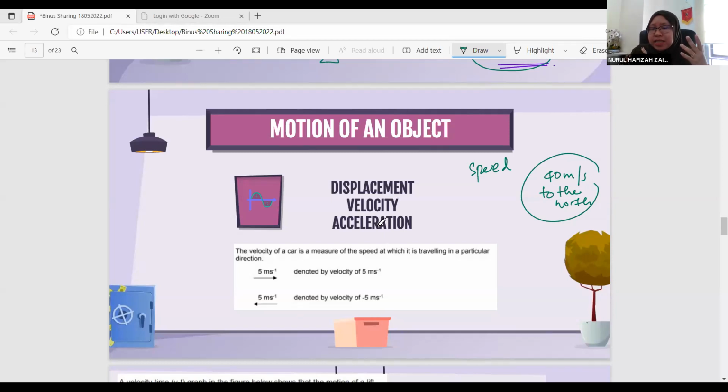The same goes for acceleration. Positive acceleration means the object is speeding up, but negative acceleration means slowing down, or maybe pressing the car brake. So we represent the direction by using the positive and negative sign. So it's actually a vector, for the motion of an object.